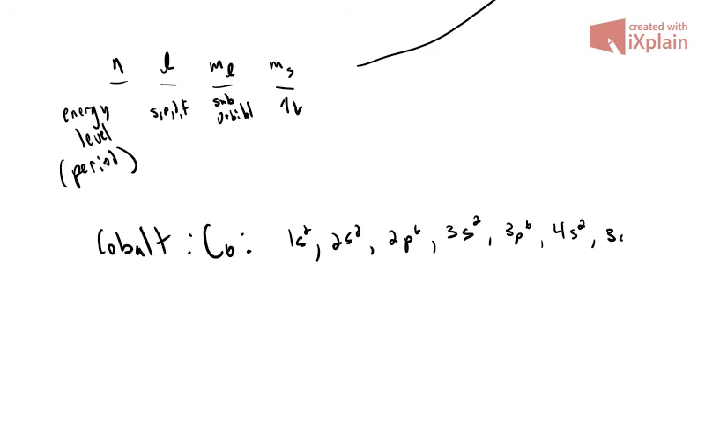And so it is 3d, and there are 7 electrons. Let me check my periodic table: 1, 2, 3, 4, 5, 6. Yes, 7 electrons in the d orbital here. So 3d7. Now, this is the important part. When you get into the d orbital, its energy level is always 1 less than the s orbital before it.